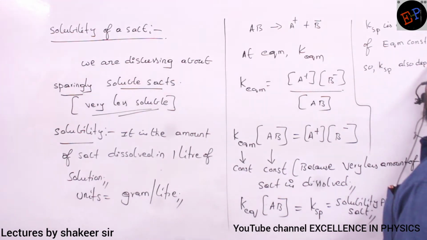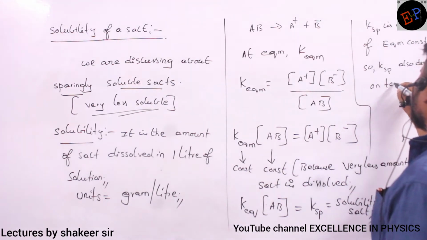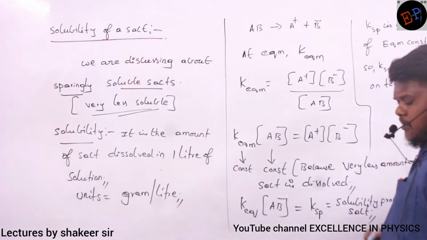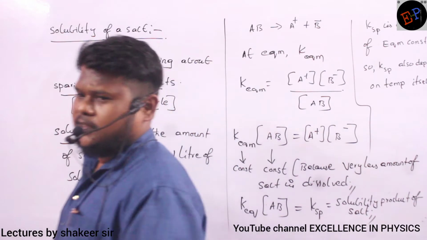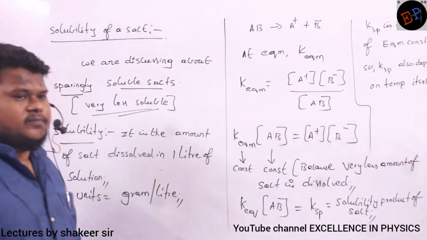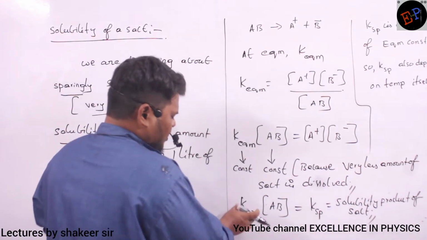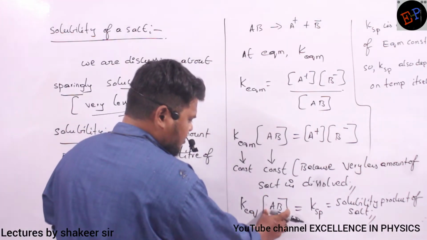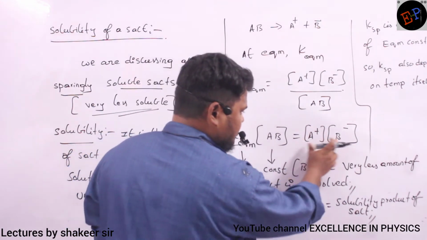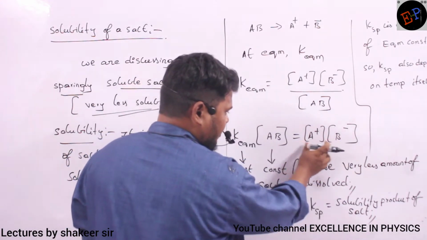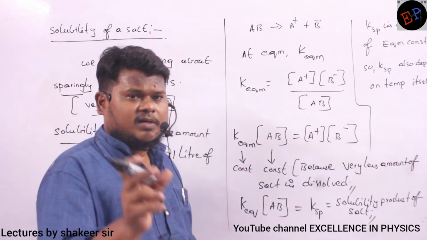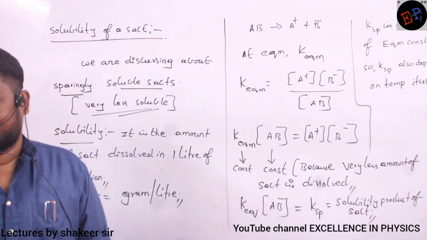KSP also depends on temperature itself. Just like the equilibrium constant depends on temperature, the solubility product also depends on temperature. Are you able to understand? So K equilibrium multiplied by the concentration of AB is nothing but KSP. So KSP will be equal to the concentration of A plus and the concentration of B minus. That product is called the solubility product of a salt. Are you able to understand?